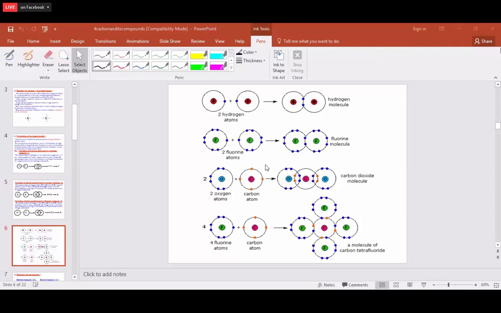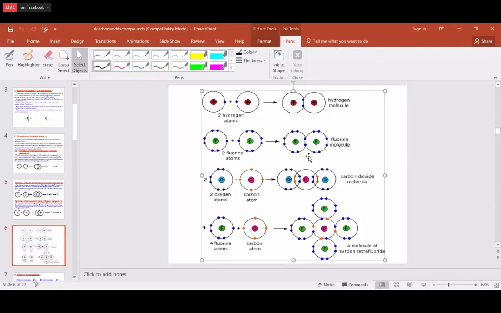Next one is the F2 molecule. Each fluorine has atomic number 9, so the number of electrons is 9. Out of 9 electrons, 2 electrons are present in the first shell and 7 electrons are present in the outermost shell. So it needs one more electron to complete the shell. This fluorine atom also needs one more electron to complete the shell. So both fluorine atoms share one electron each and form the bond F single bond F.